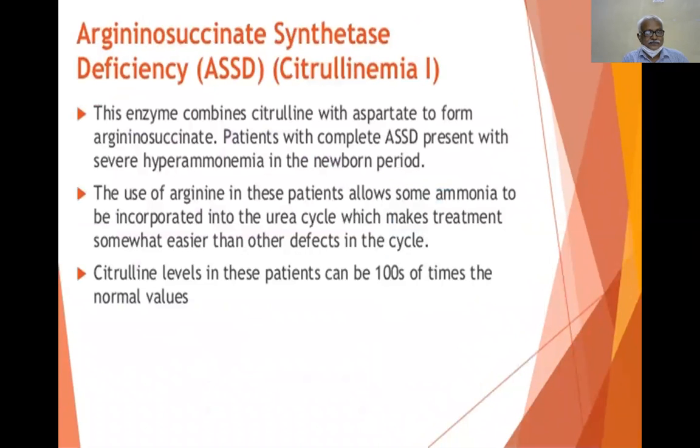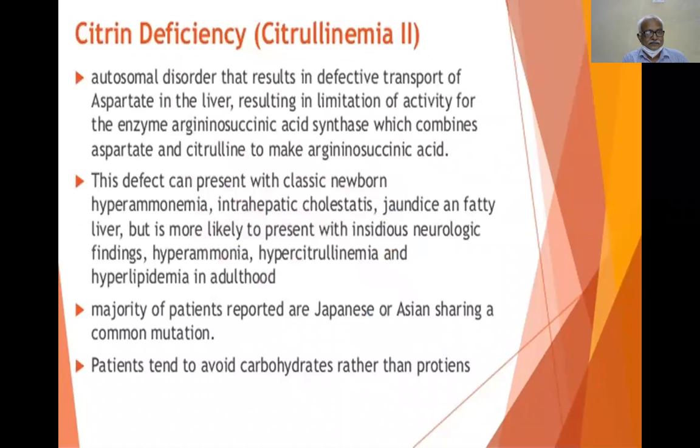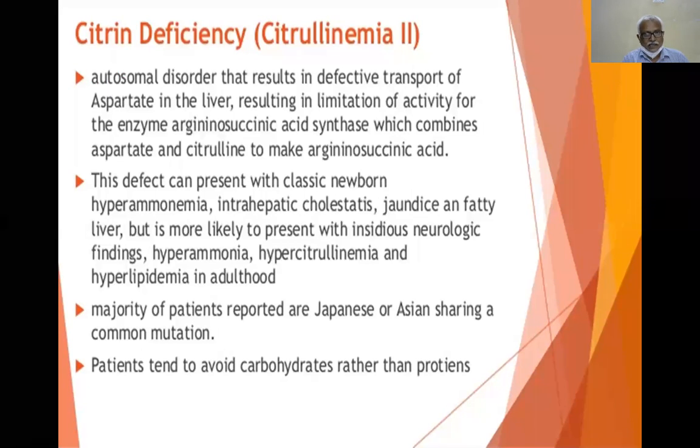ASSD, citrin deficiency, most important. So most of them are reported as Japanese or Asian sharing common mutation. So they avoid carbohydrates rather than proteins. I got only one patient for this in Muslim community in Visakhapatnam. I'm so happy to get this patient.